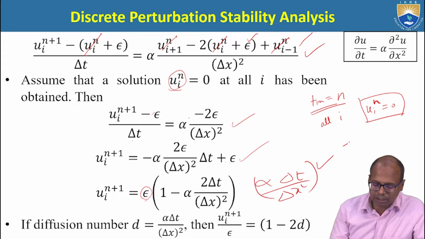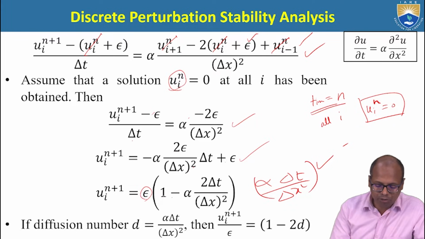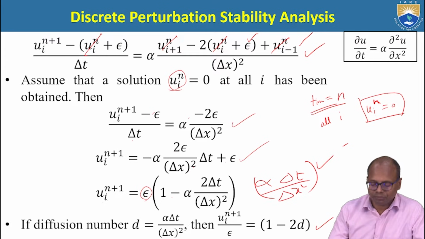Well, I am considering this term as the diffusion number. This entire term is termed as the diffusion number. If I use the diffusion number in this equation, what will it become? (1 minus 2d) u_i^(n+1) is equal to epsilon times (1 minus 2d). So this is the equation.